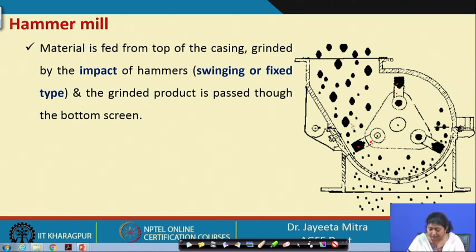Now, when they hit the material, they give an impact force on it, and then it will grind. At the bottom there is a perforated tray through which the particles smaller than that size will pass, and those which are not reduced to that size will be circulated again in the channel until the size is reduced to the particular size fraction of the sieve attached at the bottom section.